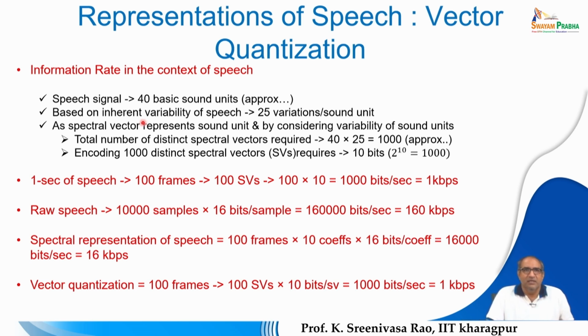But the one thing here is that, as we know, the speech signal is represented by sound units, but these sound units have variability, because based on its context, the characteristics of each sound unit will change. Based on the preceding sounds and the following sounds, the characteristics of a sound unit depend upon its context. That's known as co-articulation.